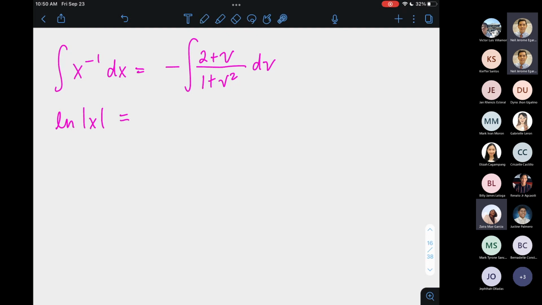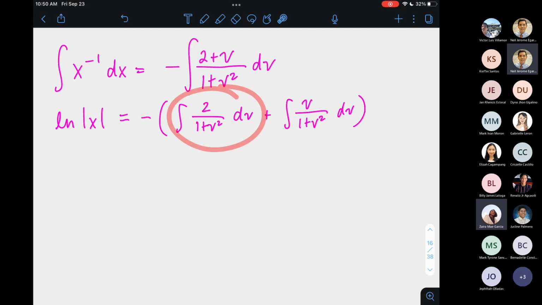Kaya lang, paano natin to evaluate? Well, pwede ko siyang hatiin sa dalawa. Pwede ko itong isulat na integral muna ng 2 over 1 plus v squared dv plus integral ng v over 1 plus v squared dv. Tapos madali itong i-integrate, right?